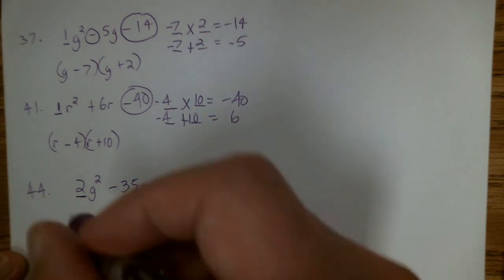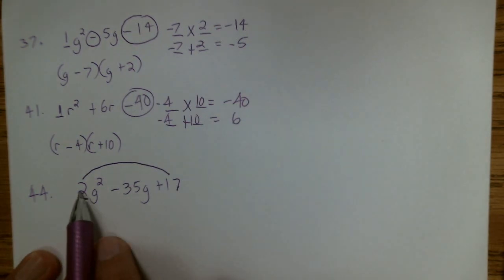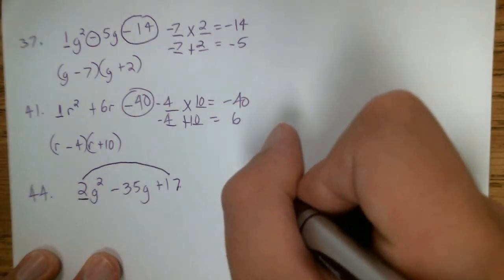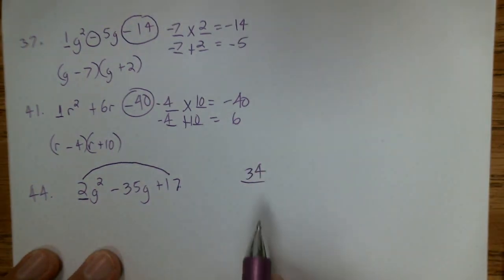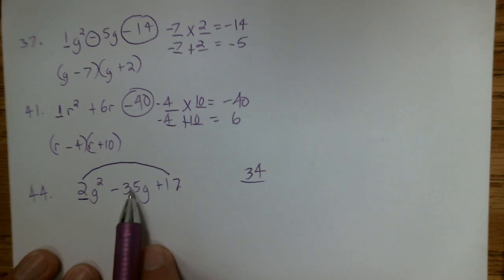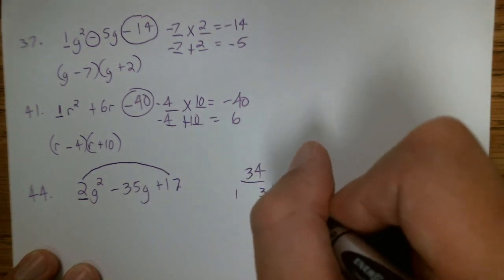Okay, so when a is not 1, we have to do the rainbow thing. We have to factor when a is not 1 by multiplying the first coefficient times the constant, the a times the c. That gives me this temporary number, which is 34. And I got to figure out what are the factors of 34 that add to 35. Well, 34 and 35 are pretty close together, so why not the very first factor in the list?